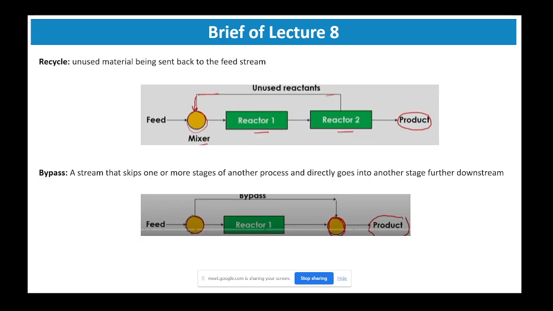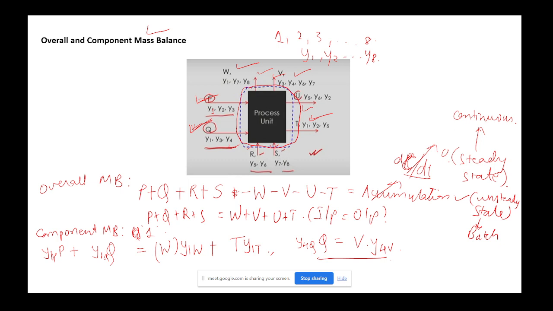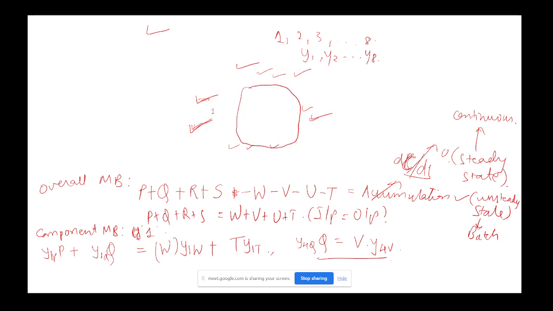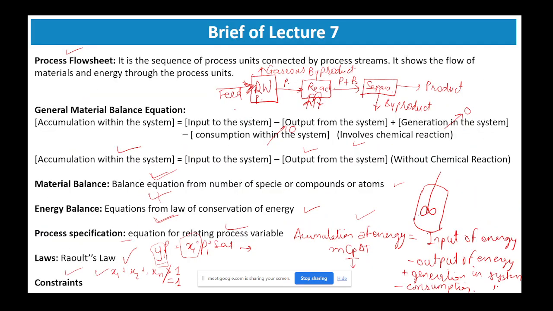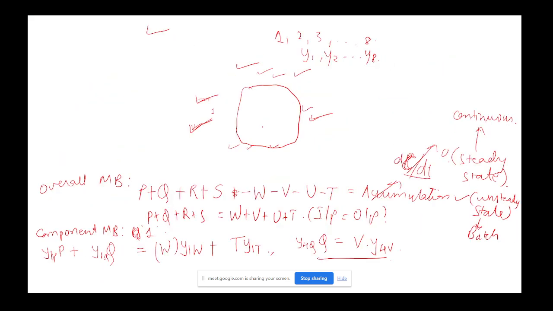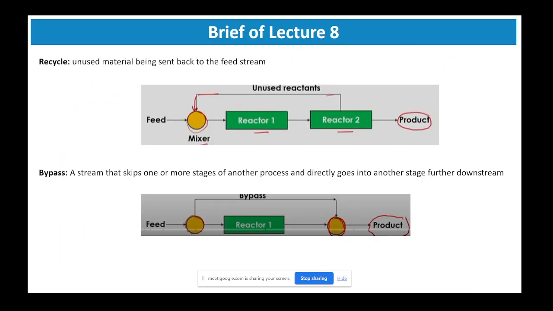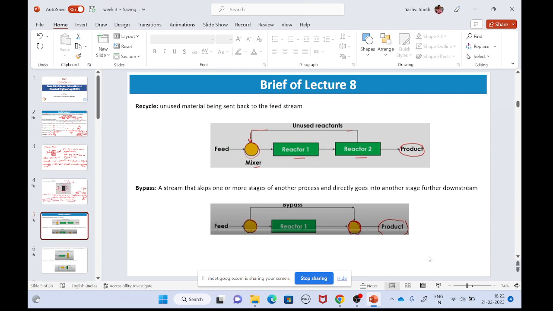Now coming to the brief of lecture 8. In the earlier lecture, what was mentioned was just one system or one process unit, how to apply material balance for a single process unit. Now there can be, as I have shown here, n number of processes going on. So if I want to write the material balance for that continuous process, how to write it is highlighted in lecture 8.